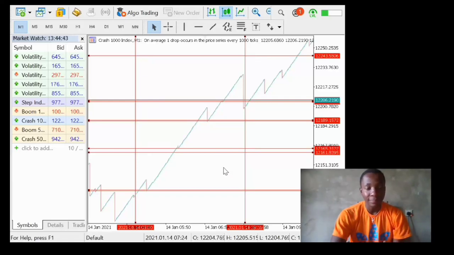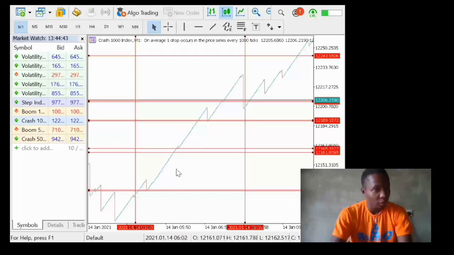Minimum 10 spikes, or it depends on the lot size you use. That is what determines the profit you get. Let's assume you use a 10 lot size for this market. You can imagine how much you will get with that lot size. So the lot size you use determines the profit you get with this strategy.